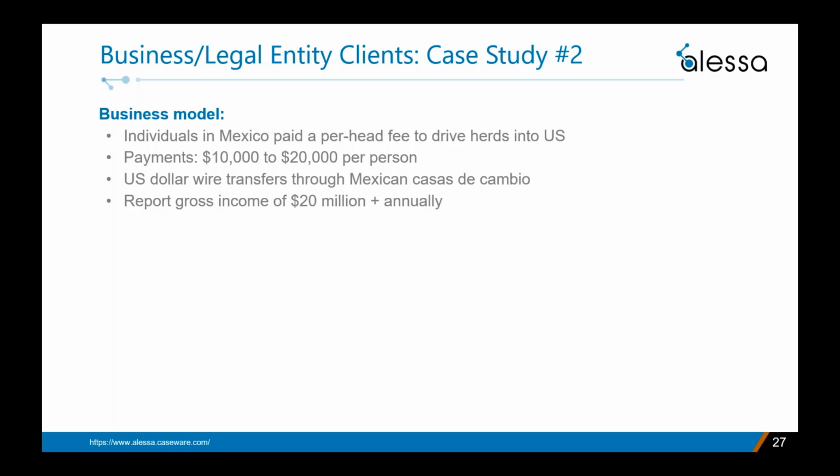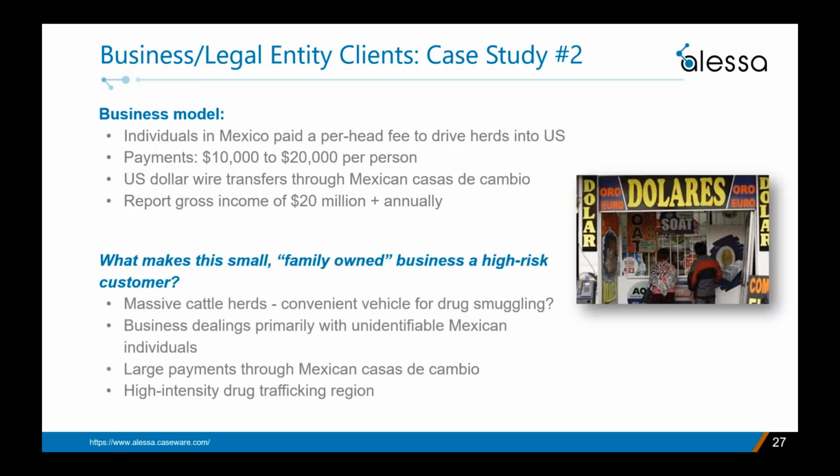So what are our risks with this small family-owned business customer? Well, for one, I always thought that these massive cattle herds being moved into the US would be a really convenient way to smuggle drugs in from Mexico. And I'll just let you use your imagination with that one.